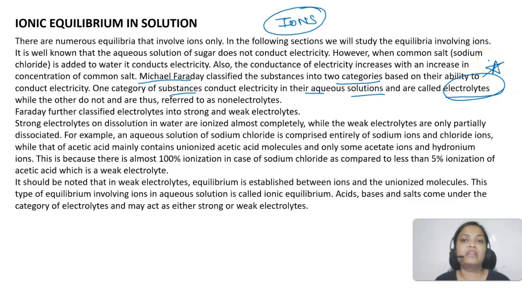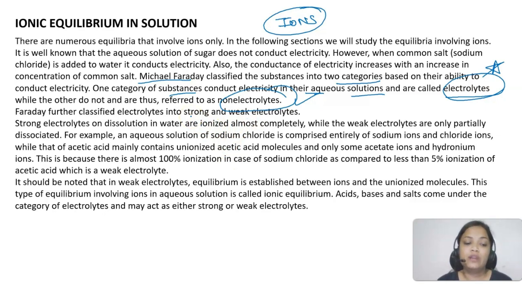This is important, so there must not be any confusion about this particular word. We use it in many places, and we have studied it in electrochemistry also. The category of substances that conduct electricity in their aqueous solution are called electrolytes. The ones that do not conduct electricity in aqueous solution, we will call non-electrolytes. Now, electrolytes are of 2 types, strong and weak electrolytes.